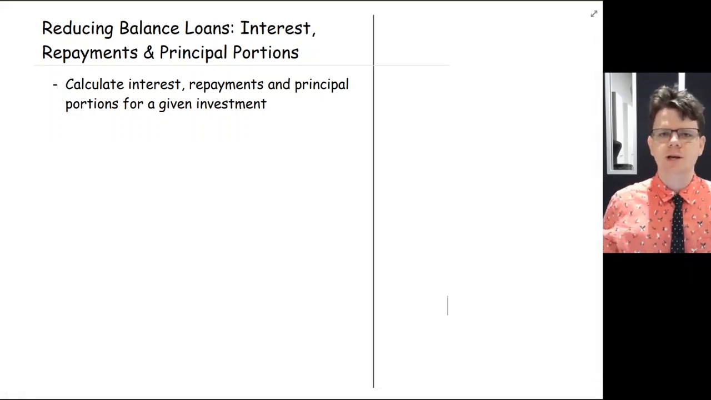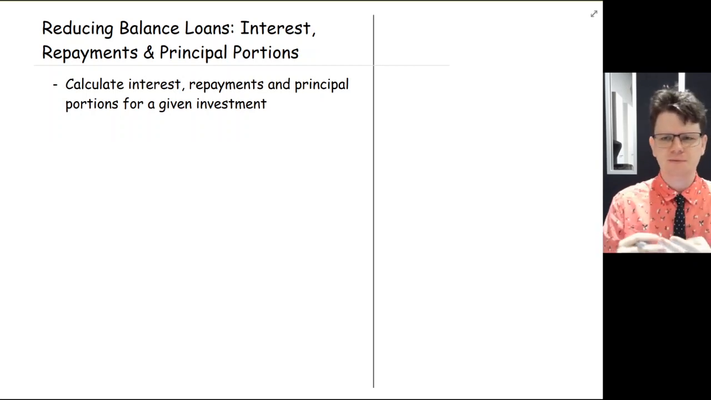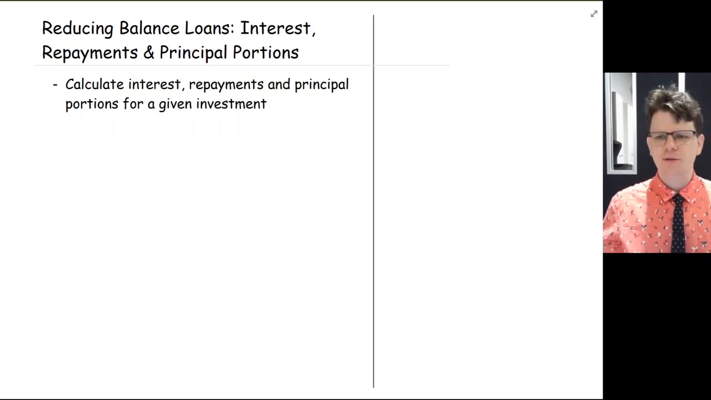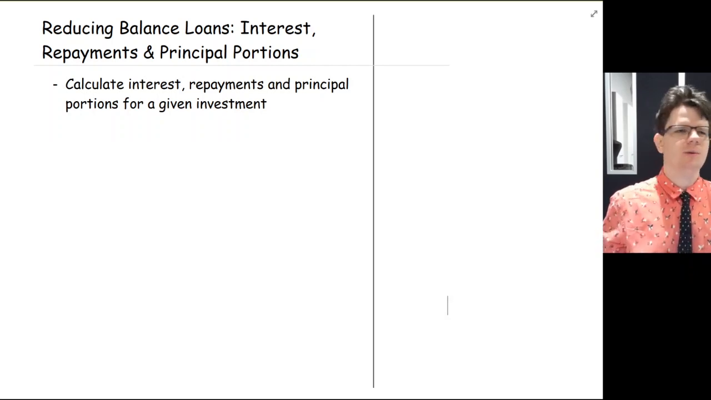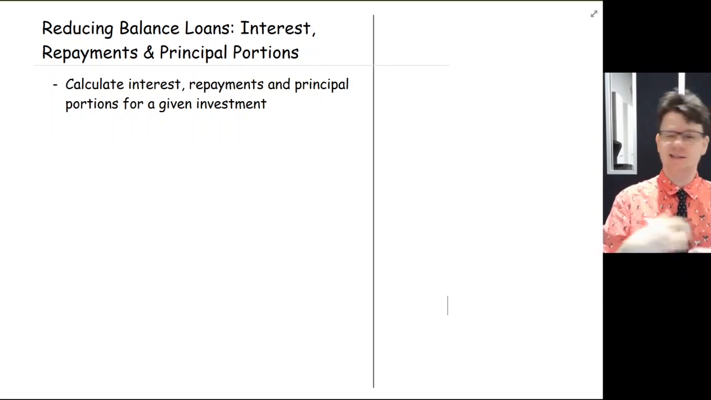Alrighty, so welcome. Today we're going to be having a look at reducing balance loans, and I want to break it up into three different parts that happen: interest, repayments, and principal portions. Although the formula kind of just works, I want us to be really careful about understanding the different parts that are all happening at once.